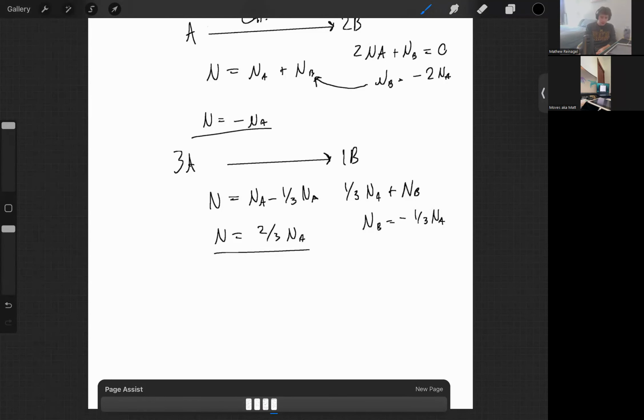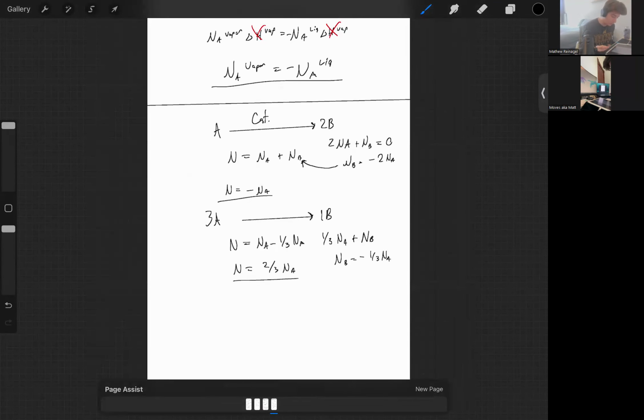So that's for a catalytic surface. That's the quick algebra that you can do to quickly determine the relationship between reactant and product.